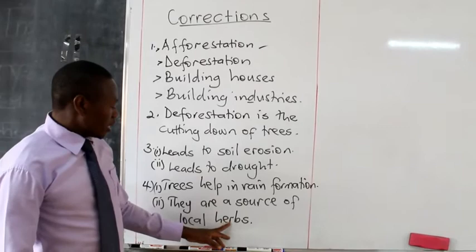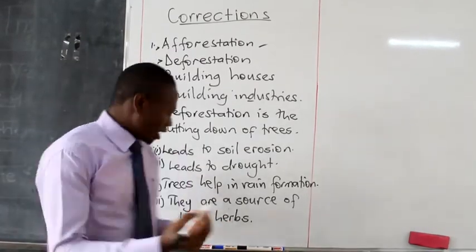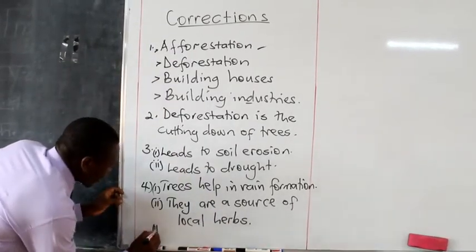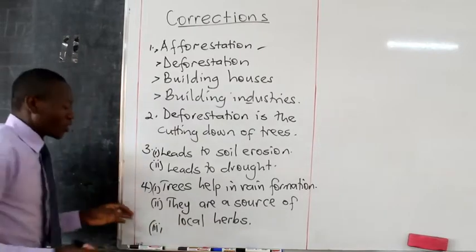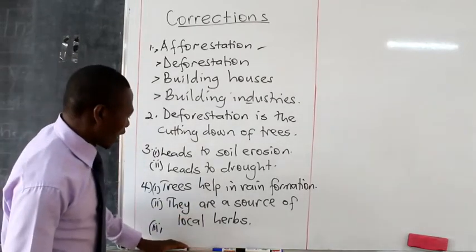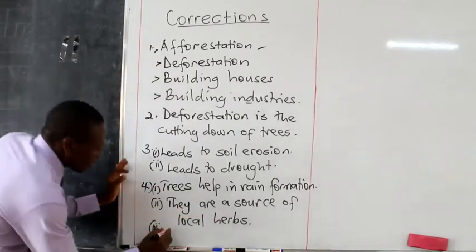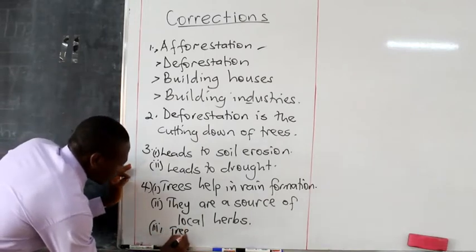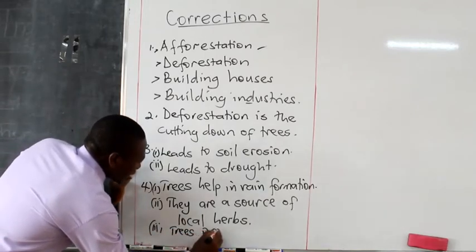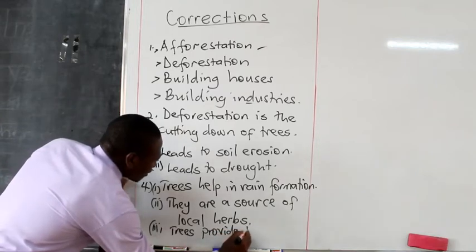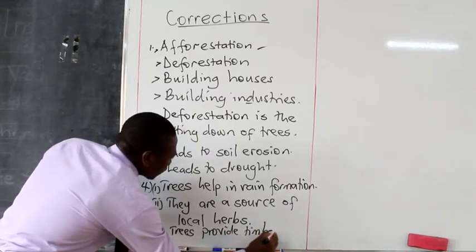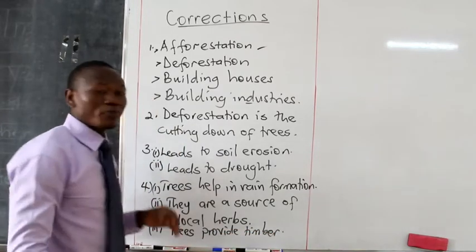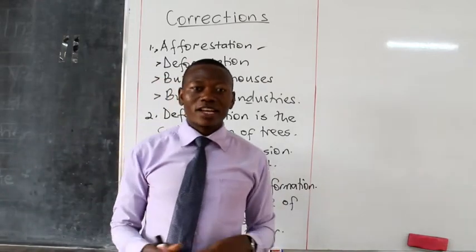So these are the two I've given you. Okay, let me add maybe the third one here, but I can check with your notes to see the one which I haven't put on my list here. You say trees provide timber. Timber used by carpenters to make furniture.